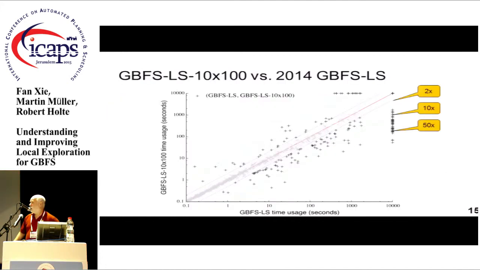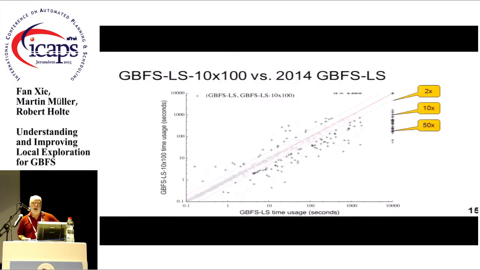Now this is a comparison slide again, similar to the one we saw before, except now GBFS LS from 2014 is on the x-axis, and GBFS LS with the 10 by 100 instead of the 1 by 1,000 is on the y-axis. You can see that there have been some slowdowns, but there have been lots of improvements and some very big improvements.